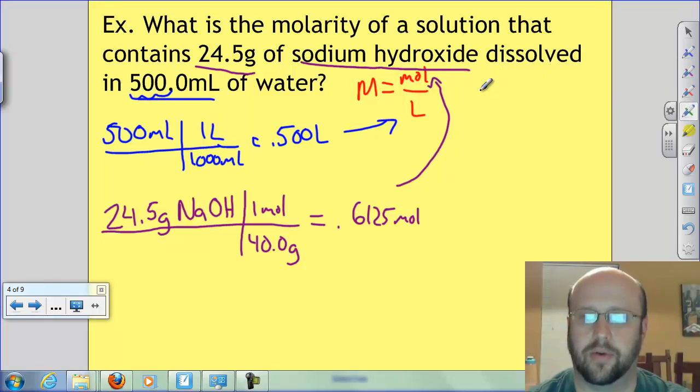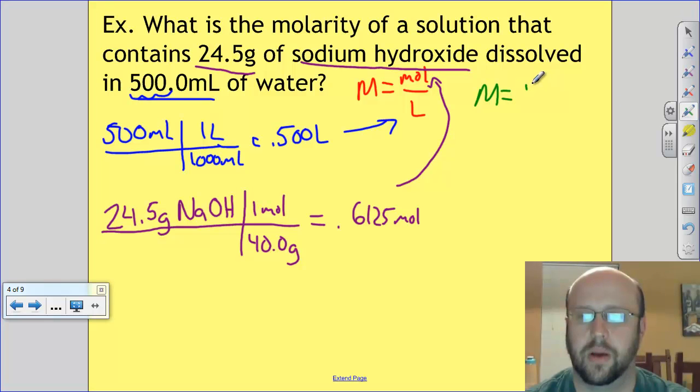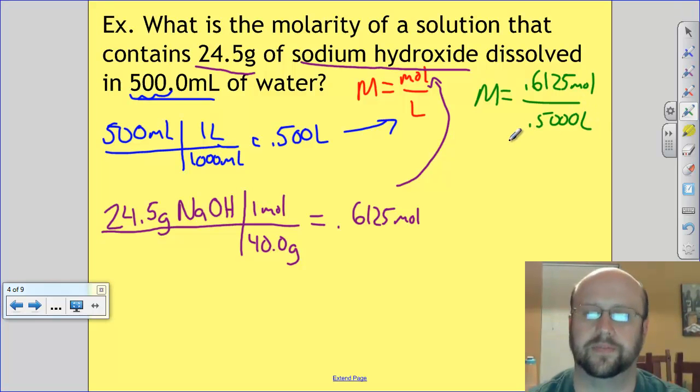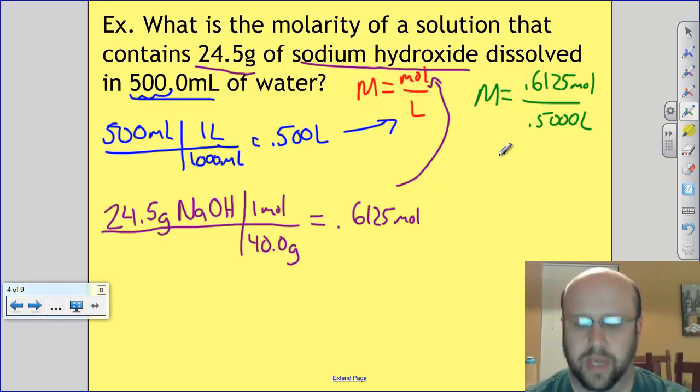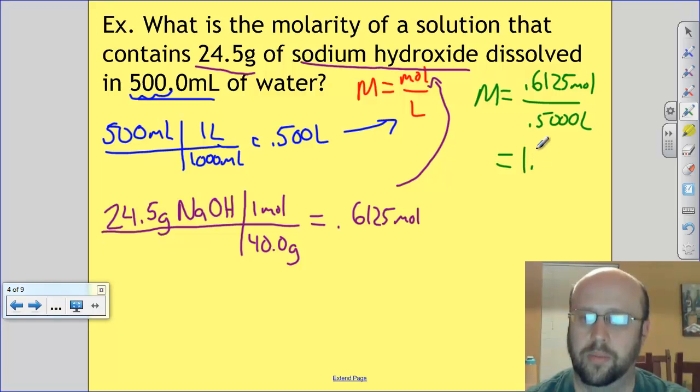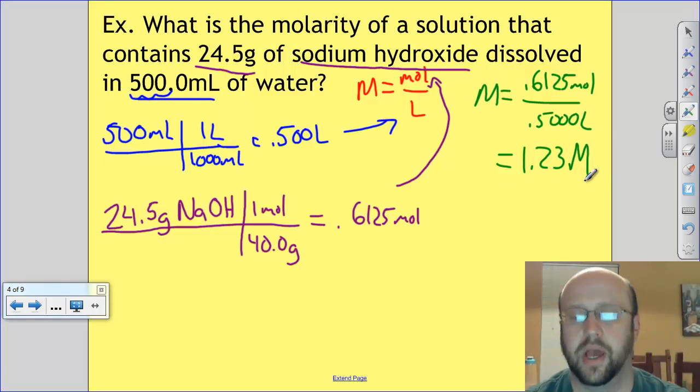So let's write that out real quick. We've got molarity equals 0.6125 moles over 0.500 liters. Okay, so we calculate that out, and we're going to get 1.23. And then the units, you could write moles per liter, but more accurately, you should put an uppercase M. It's a 1.23 molar solution of sodium hydroxide.